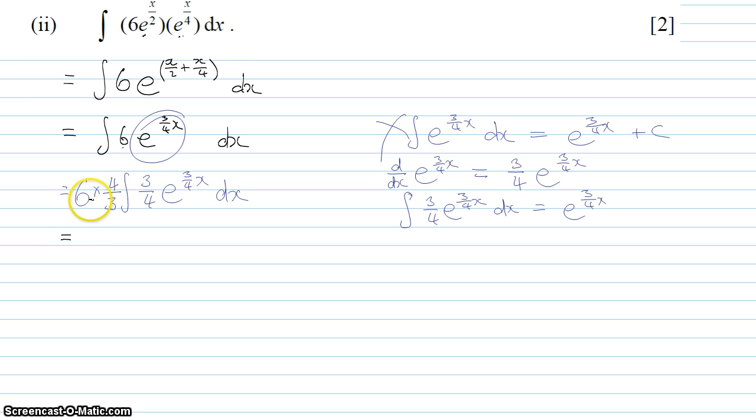Well, I know what 6 times 4 over 3 is. 6 times 4 is 24, divided by 3 is 8. And I know how to integrate this now, thanks to these two expressions over here. This is just going to be e to the 3 over 4x. And then I should not forget my constant of integration. I am done.